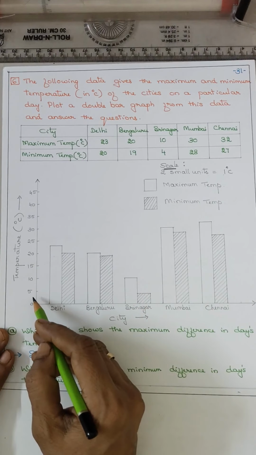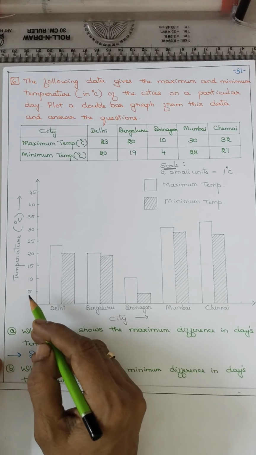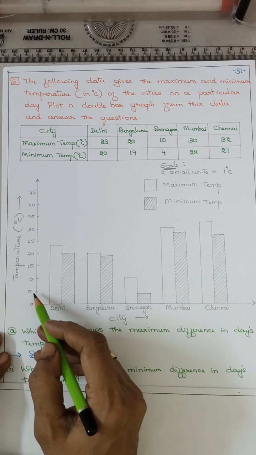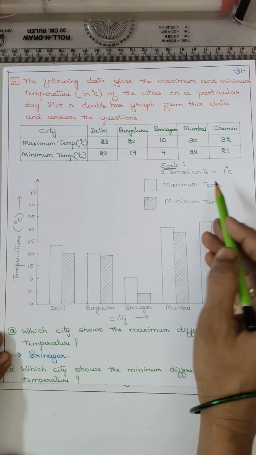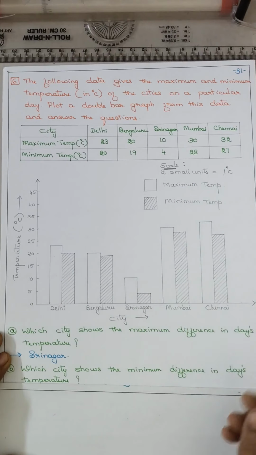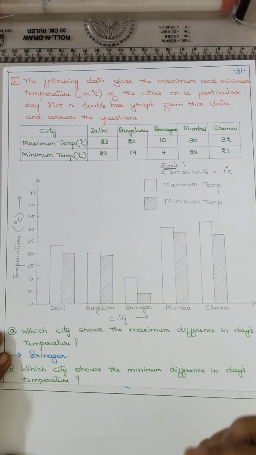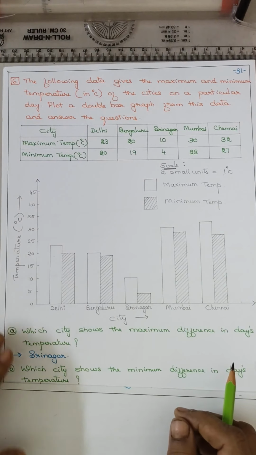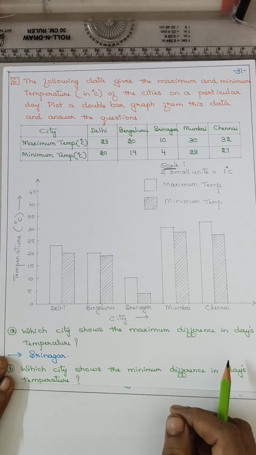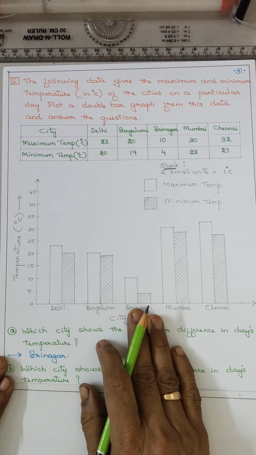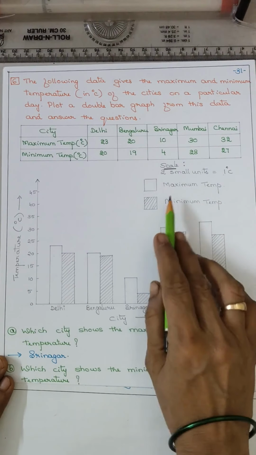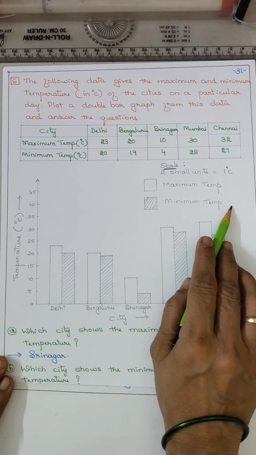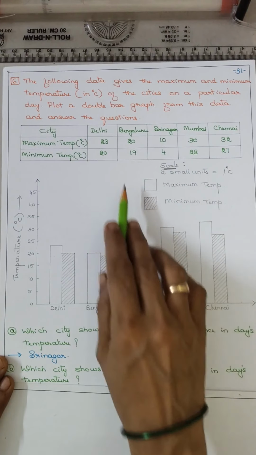10 is 5. It is the 1 centimeter one, meaning 10 small divisions is equal to 5 because 2 small units is equal to 1. Otherwise it will be very small. If you take 10, 20, the graph will be very small. So now the empty box is of maximum temperature and the shaded one is of the minimum temperature. This has to be written.